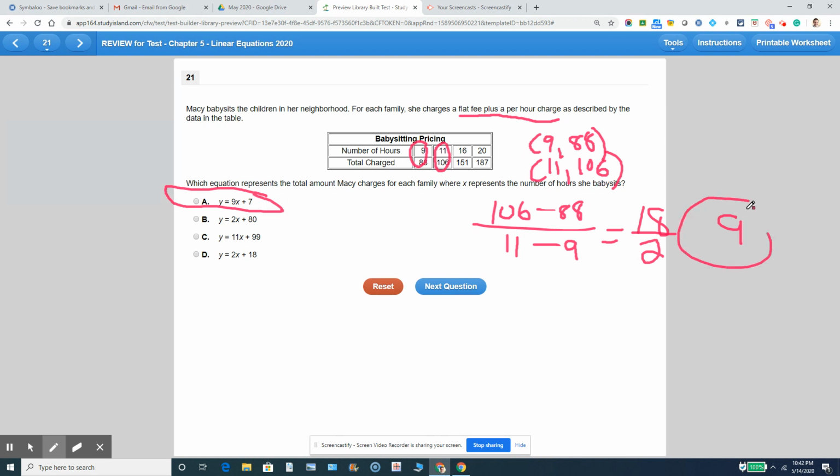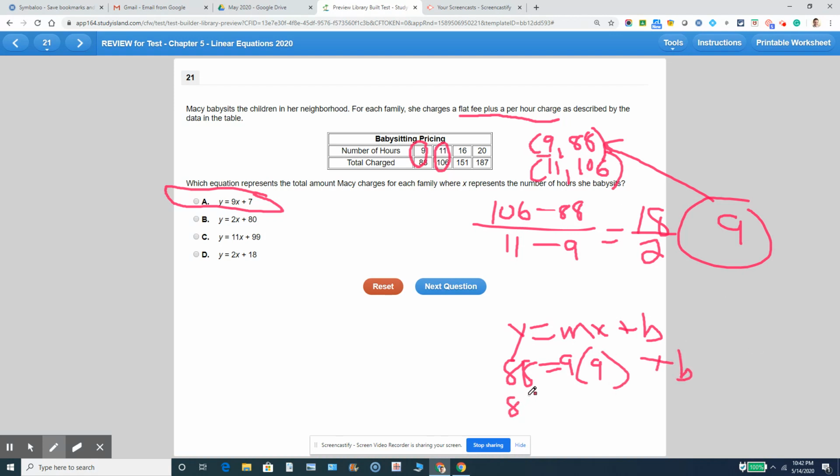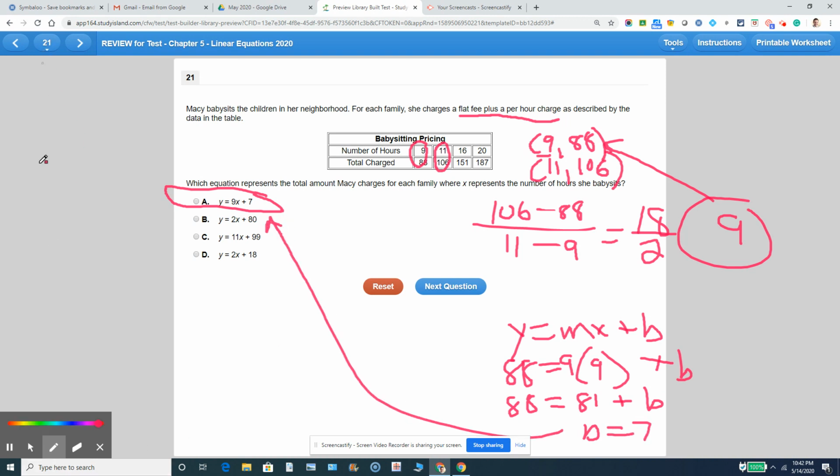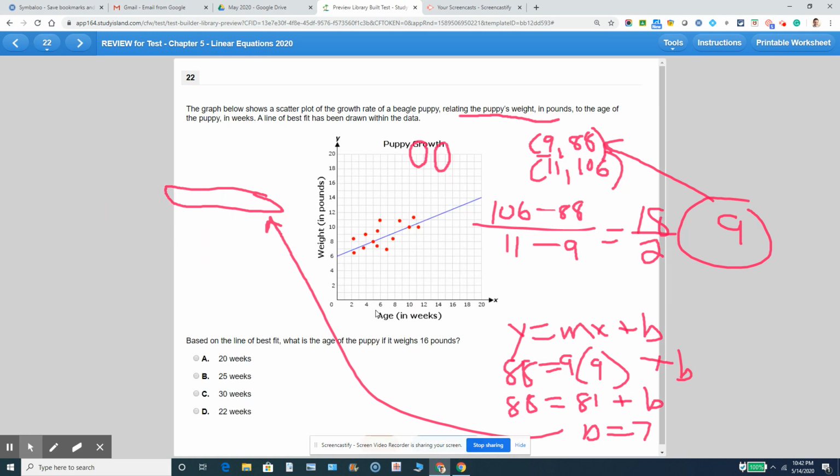But if you want to take it one step further, you could take this slope and one of these points and do y equals mx plus b as verification. So I'd have 88 equals 9 times my x value, which is 9 because I used this point up here, plus b. So 88 equals 81 plus b. And if you subtract 81 from both sides, b is 7. So that also confirms that it's A. So that's what we do for that table question: make 2 points from the table, find the slope, write the equation.